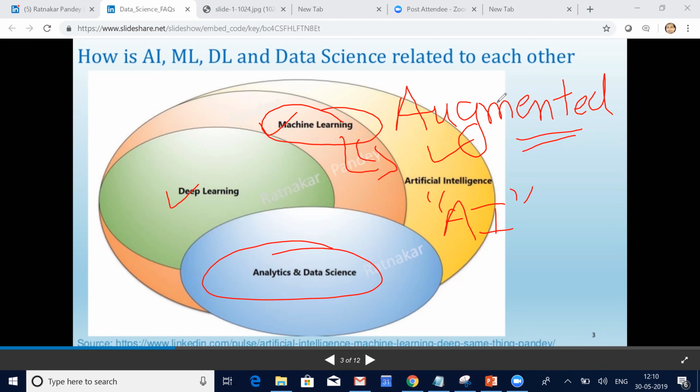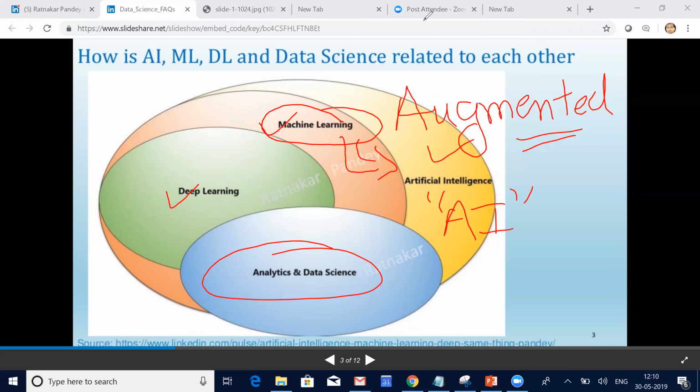When you go to Amazon, they will say people who bought this also bought this. When you go to YouTube, they will show recommended videos for you. When you are on Facebook or LinkedIn, they will show friend recommendations or network recommendations. All of these are driven by machine learning algorithms.